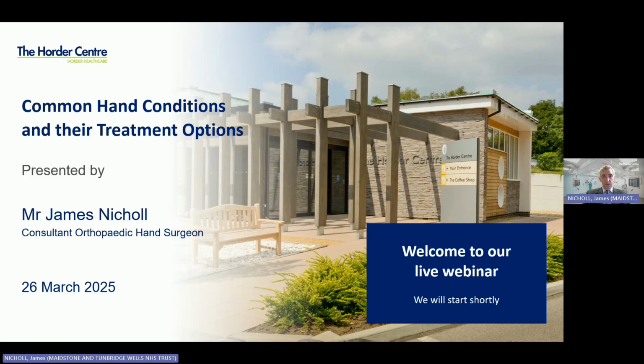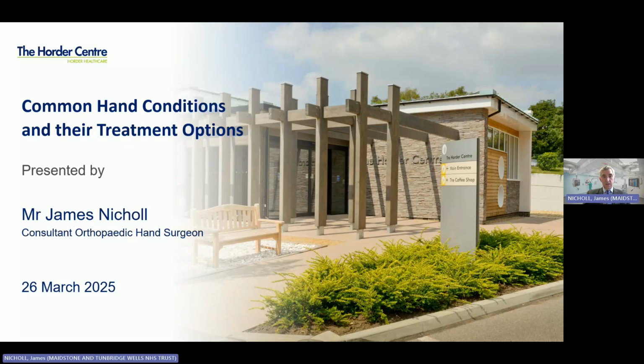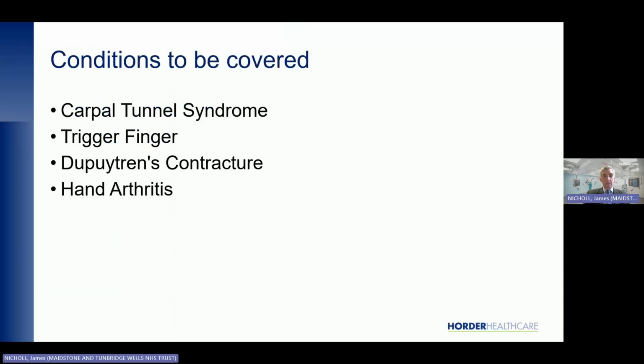As Katie has said, I'm an orthopaedic surgeon specialising in hand and wrist surgery, and I'm going to talk to you today about these common conditions which affect the hand and wrist. So I'm going to start with carpal tunnel syndrome. I'll talk about trigger finger, something called Dupuytren's contracture, and then hand arthritis, and cover just some of the joints in the hand that are affected, but all bits of the hand can be affected by osteoarthritis.